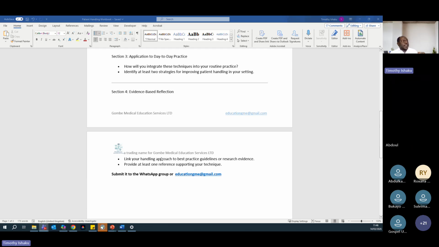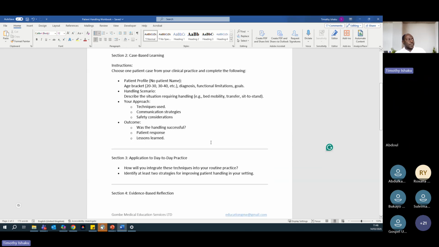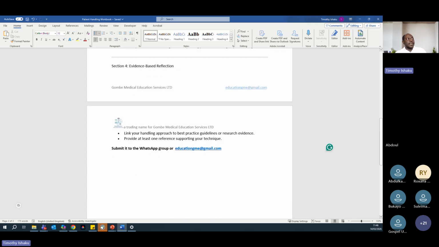What we want you to do is find a bit of literature supporting your best practice evidence or guidelines. Link your handling approach. What you've done can be common sense, of course, but is there any research evidence supporting it? Think of the principles we talked about of patient handling: center of gravity, line of gravity, base of support. Does all of that support it? And then you should add a reference that you used to guide your decision.